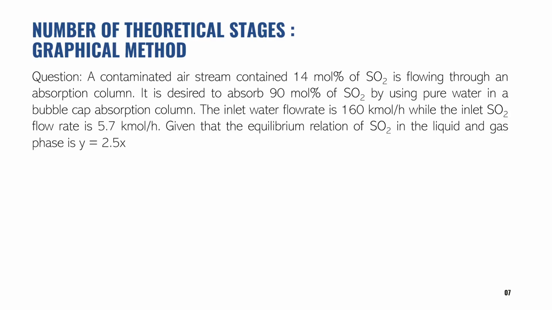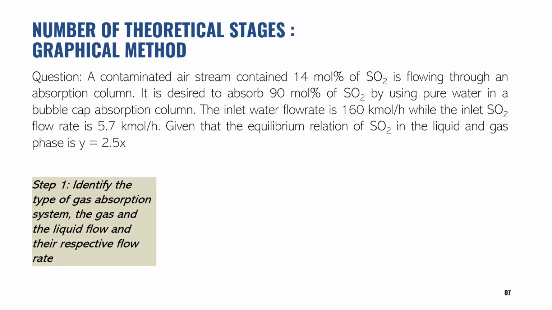Apart from that, the equilibrium relation of SO2 given in the liquid and gas is Y equals to 2.5X. This is the equilibrium relationship. Okay, so the first step is we need to identify the type of absorption system, which here is a bubble cap absorption column, meaning it's clearly a tray column or plate column. Next we need to identify the gas and liquid flow, which is the gas stream, how much is the liquid flow, and the respective flow rates.